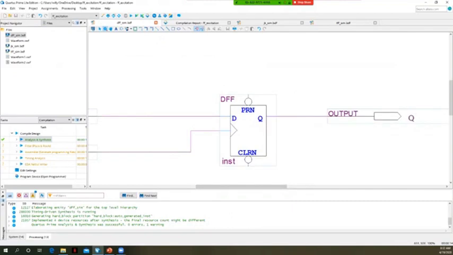This triangle is the clock input. Remember, these are clock edge trigger devices. This is a rising edge trigger device. That's what this triangle means. Here's your clock. It's a rising edge trigger.